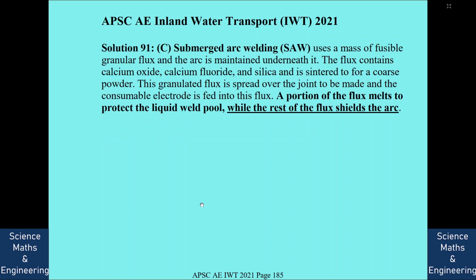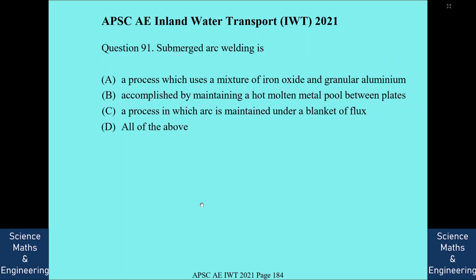So the answer is submerged arc welding uses a mass of fusible granular flux and the arc is maintained underneath it. The flux contains calcium oxide, calcium fluoride and silica and is sintered to form a coarse powder. This granular flux is spread over the joint to be made and the consumable electrode is fed into the flux. A portion of the flux melts to protect the liquid weld pool while the rest of the flux seals the arc. So option C, a process in which the arc is maintained under a blanket of flux, is the correct option.